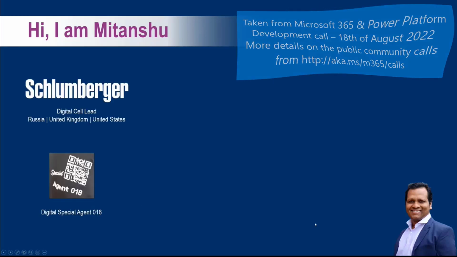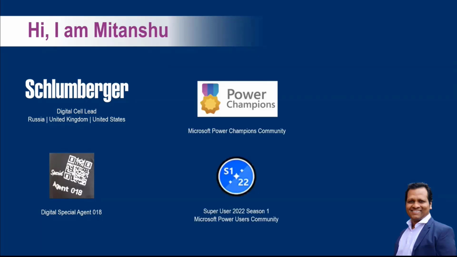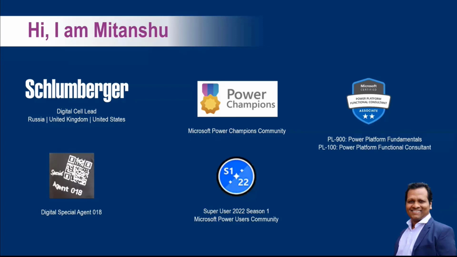So my name is Mitanshu. I work for Schlumberger as a digital cell lead, and I've worked across 3 different countries. And only last weekend, I've relocated to the US. We have an equivalent of a champions program called the Special Agent Program, and I'm recognized as Special Agent 018 within Schlumberger. I've also contributed on the Power Users forums, and I was awarded Super User 2022 Season 1, and I have also been working through some of my certifications.